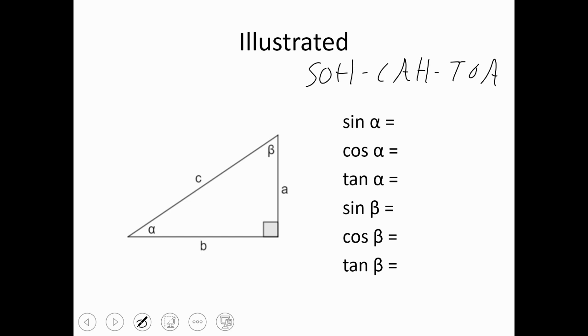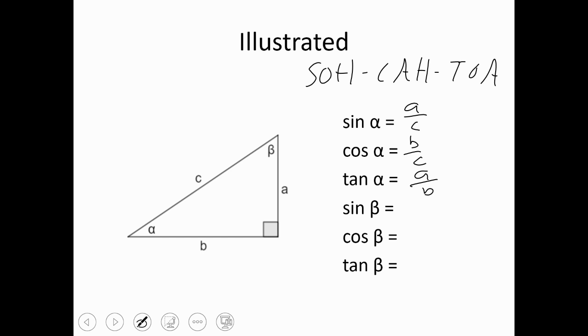So sine of alpha. Well, sine is opposite over hypotenuse. That's the SOH. And from the point of view of alpha, the opposite is the length A, and the hypotenuse is length C. So the sine of alpha is A over C. So what's the cosine of alpha? Well, cosine is adjacent over hypotenuse. From the point of view of alpha, the adjacent is B, and the hypotenuse is still C, so that's B over C. And now the tangent of alpha. Tangent is opposite leg over adjacent leg. From the point of view of alpha, the opposite leg is A, the adjacent leg is B, so this is A over B.